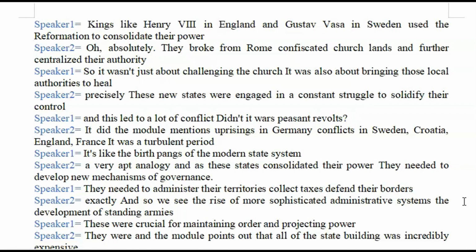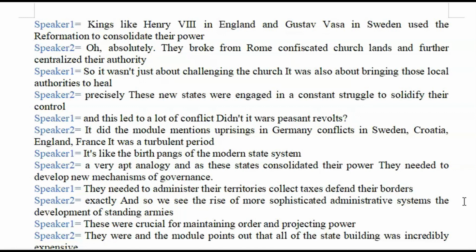Oh, absolutely. They broke from Rome, confiscated church lands, and further centralized their authority. So it wasn't just about challenging the church. It was also about bringing those local authorities to heel. Precisely. These new states were engaged in a constant struggle to solidify their control.